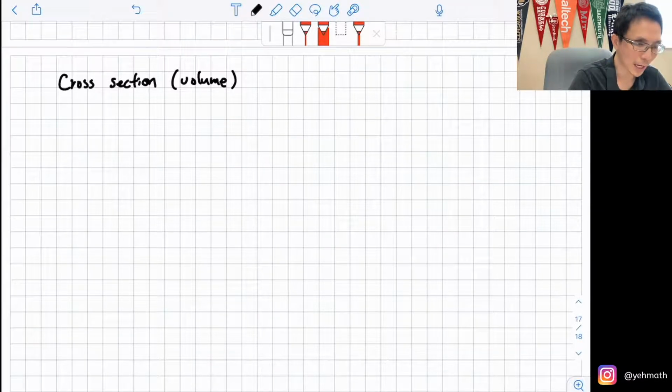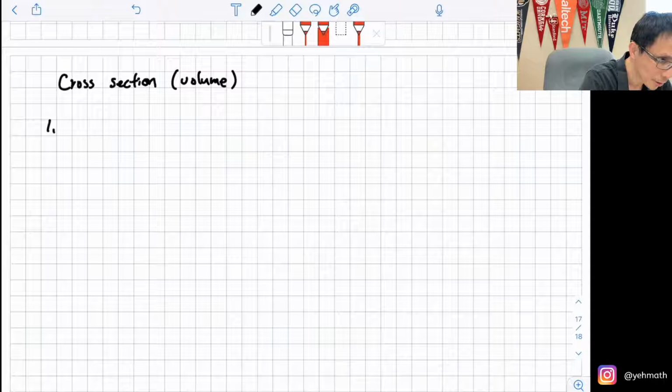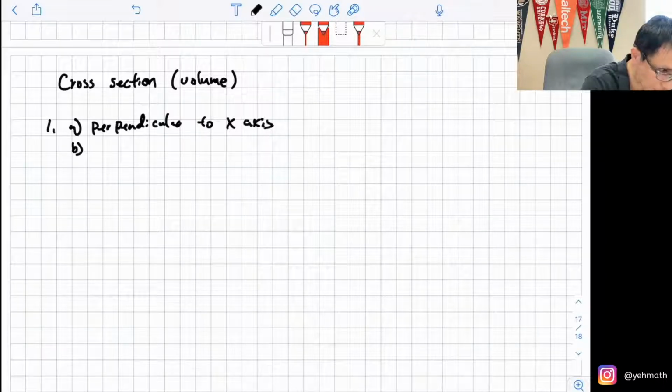Now, first thing that you're gonna think about is this. Sometimes they will have choices. The question will word it that it's perpendicular to x-axis or perpendicular to y-axis. You have to pay attention to that. So they will give you a choice, A and B here. They will say in the question, perpendicular to x-axis or perpendicular to y-axis.